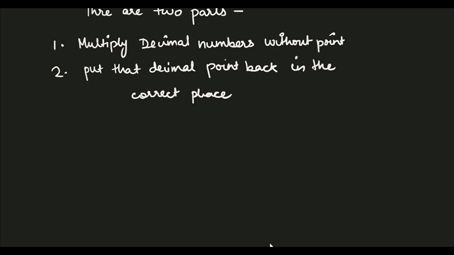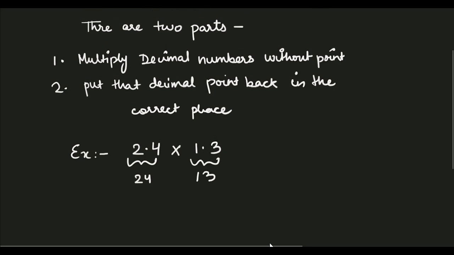I'll take two very small numbers. For example, I'm taking 2.4 multiplied by 1.3, and as you can see, both of these are decimal numbers because there is a decimal point. As I said, what is our first step? Our first step is we will multiply these two numbers without the point. So we'll treat 2.4 as 24 and we'll treat 1.3 as 13. So we'll multiply 24 and 13.